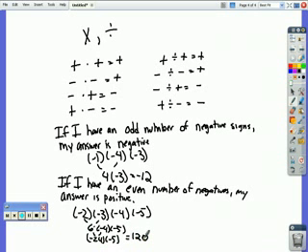So that's a quick overview of your integer rules. Combine this with your order of operations and you can solve pretty much everything that we're going to do this year.